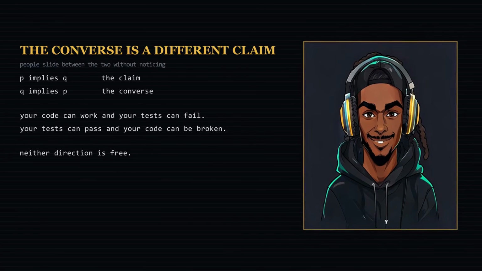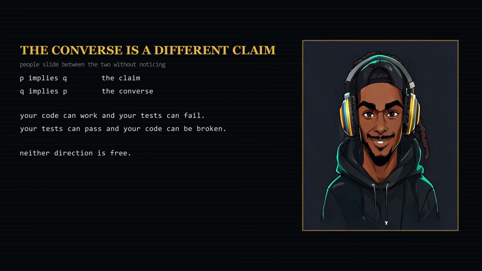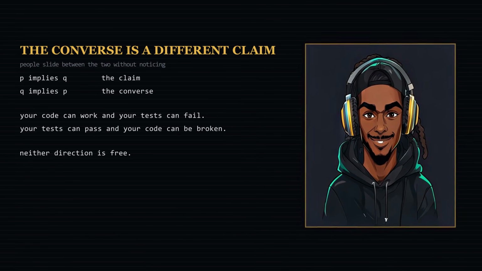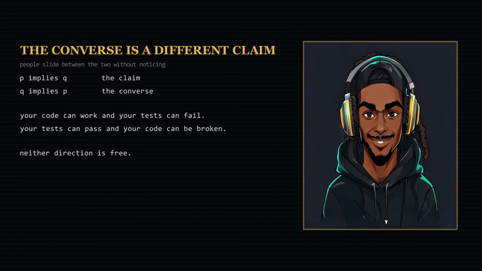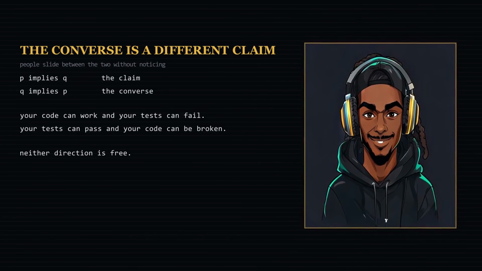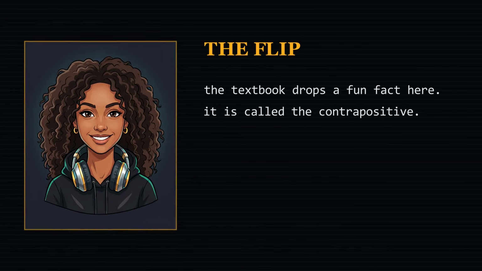And one more trap while the table is up. The code works implies the tests pass. That is the converse. Swap P and Q, it is a completely different claim with a completely different table, and people slide between the two without noticing. Your code can work and your tests can still fail. Your test can pass and your code can be broken. Neither direction is free.